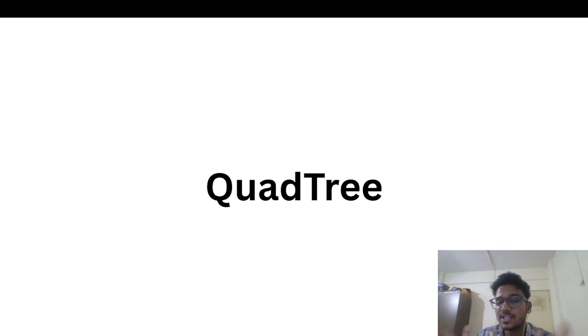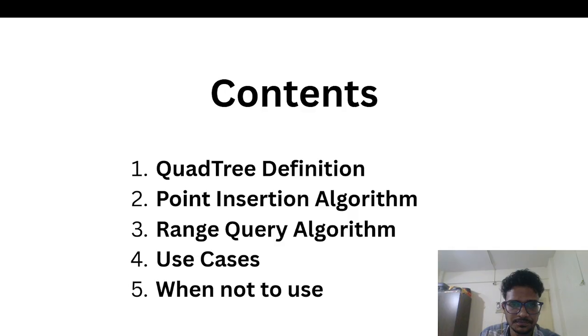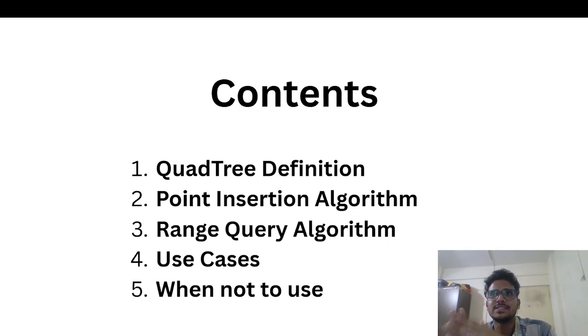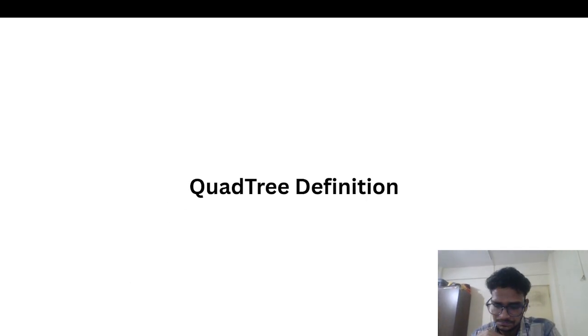So let's look at the contents of today's video. We'll begin with what a quadtree is. Then we'll see a point insertion algorithm, how to insert a point into a quadtree. Then we'll look at the range query algorithm, that is, how do you find the nearby restaurants. That's what we did. And then use cases: where do you use a quadtree, and where you should not use the quadtree. Okay. So let's begin with the definition.